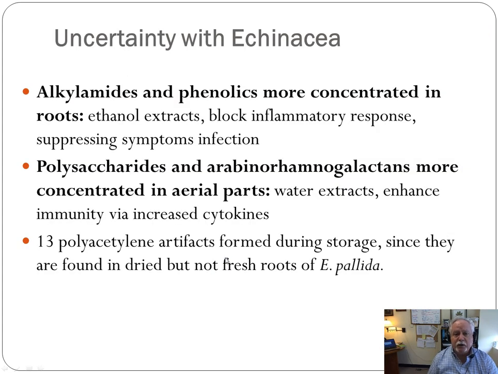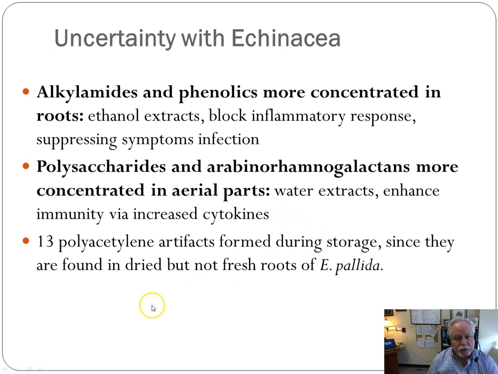So when we look at the phytochemical makeup, we also then have to deal with how we make the medicine. So the alkylamides and phenolics tend to be more concentrated in the roots. They're better extracted in an ethanol extract, being less hydrophilic. It is hydrophobic in nature. And these compounds tend to block inflammatory response. They tend to help in the suppression of infection symptoms. The polysaccharides and the arabinogalactans are more concentrated in the aerial portions. They are hydrophilic, thus the water extract, and they tend to enhance immunity via increased cytokine presence.